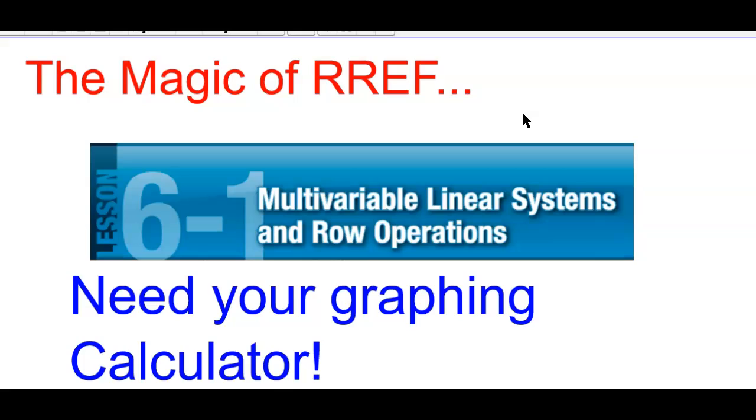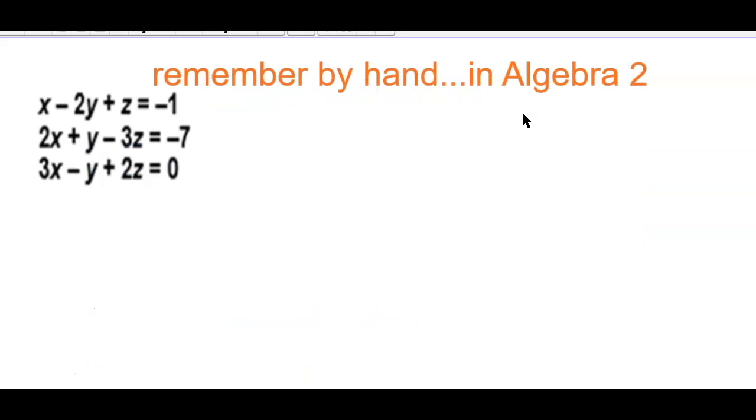So I don't want you to try to write all this down. I just want you to watch for just a couple minutes. So back in Algebra 2, when you had a question like this, it was a long, drawn-out process. You would pick two of the equations and get rid of one of the variables. So you would add these two, and the y's would drop out.